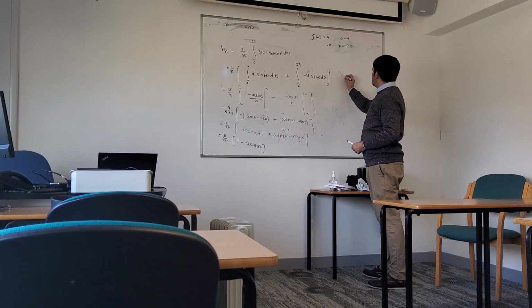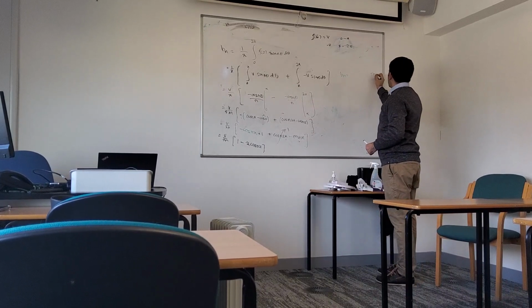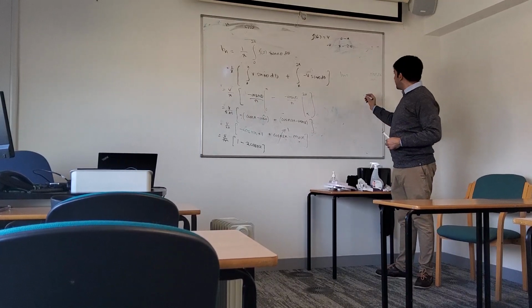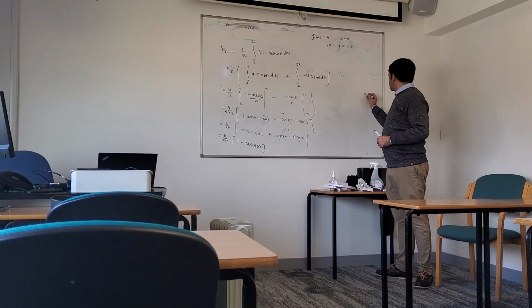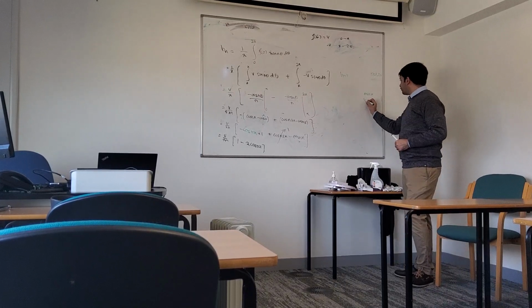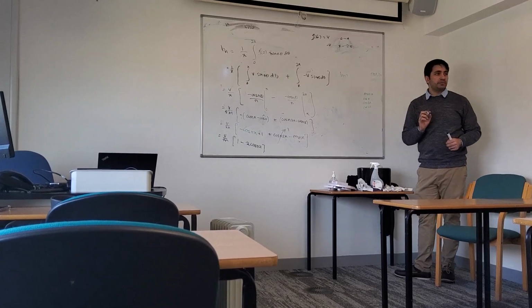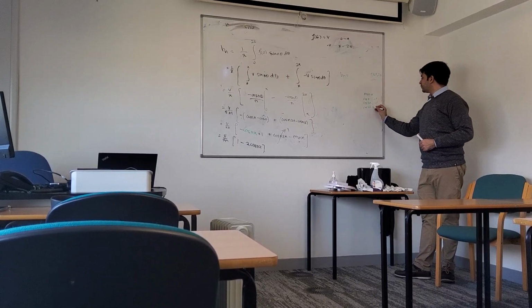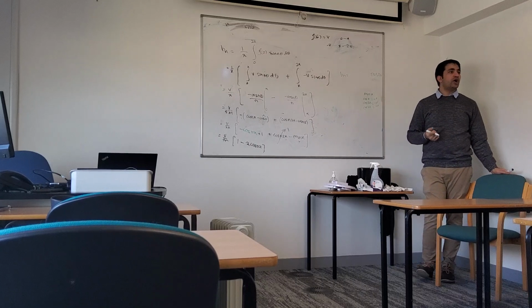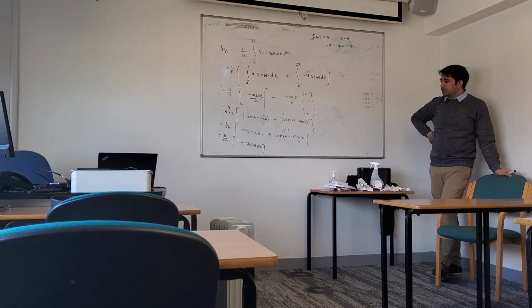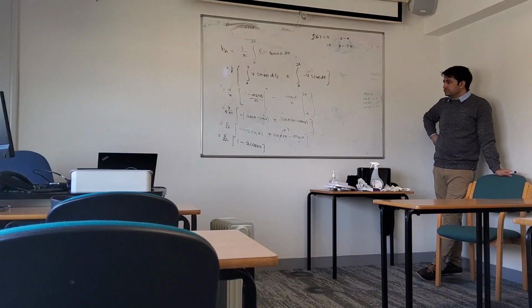So for Bn, if we take odd values 1, 3, 5, let's see what happens. This is cos n pi. If we put 1, this is cos pi. If you put 3, this is cos 3 pi. If you put 5, this is cos 5 pi. And we know that cos pi is minus 1, minus 1, minus 1. So if you have odd values of n, then this term is minus 1.